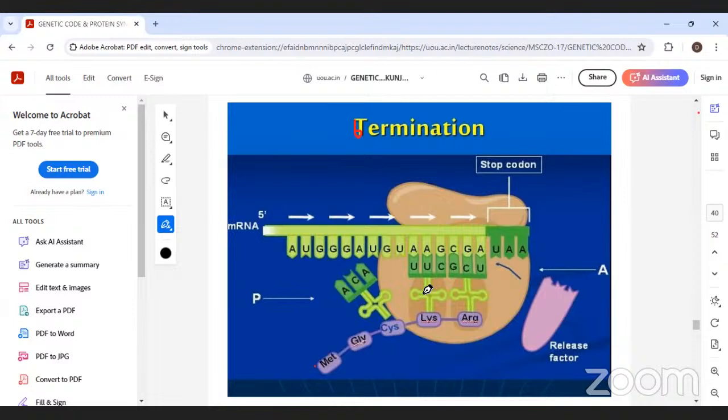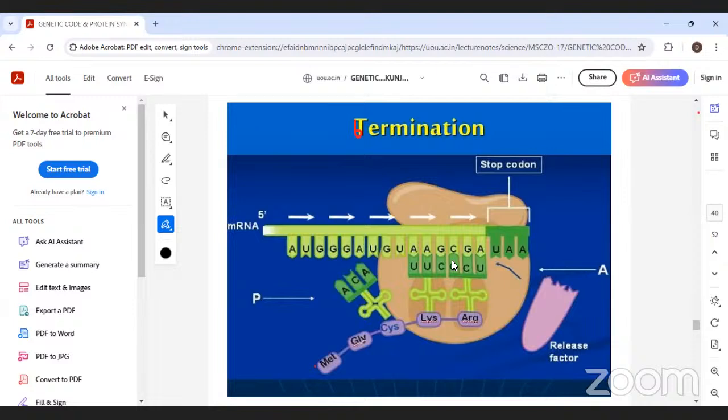This is brought about by UAA. You can observe this one: UAA, UAG, UGA. These three are called nonsense codons, and the termination factors are the R1 factor and R2 factor. The ribosome is also dissociated into subunits by the IF3 factor.